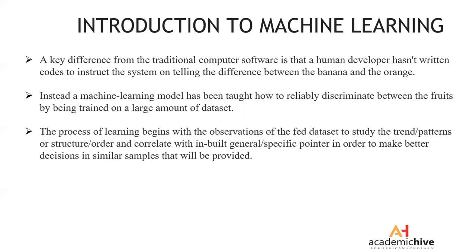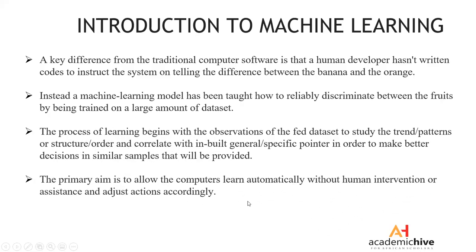So what this is saying is that instead of writing codes, a machine learning model is taught how to discriminate between two objects. This process usually involves processing the fed data set to study its trends, its patterns, its structure, to correlate with an inbuilt general specific pointer in order to make better decisions on similar samples that may be provided for inference. So the primary aim is to allow computers to learn automatically without human intervention or assistance and adjust actions accordingly.